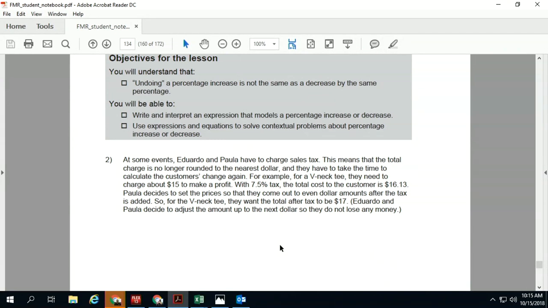Paula decides to set the prices so that they come out to an even dollar after the tax is added. So for the V-neck, they want the total after tax to be $17. They adjust the amount up to the next dollar. What kind of rounding is that called? Rounding up, or in Excel, ceiling.